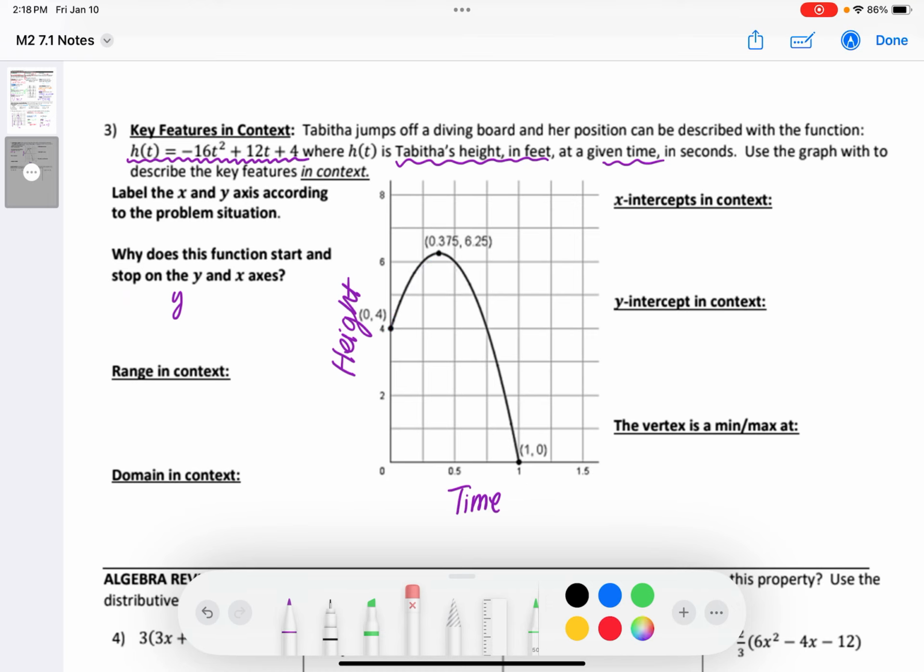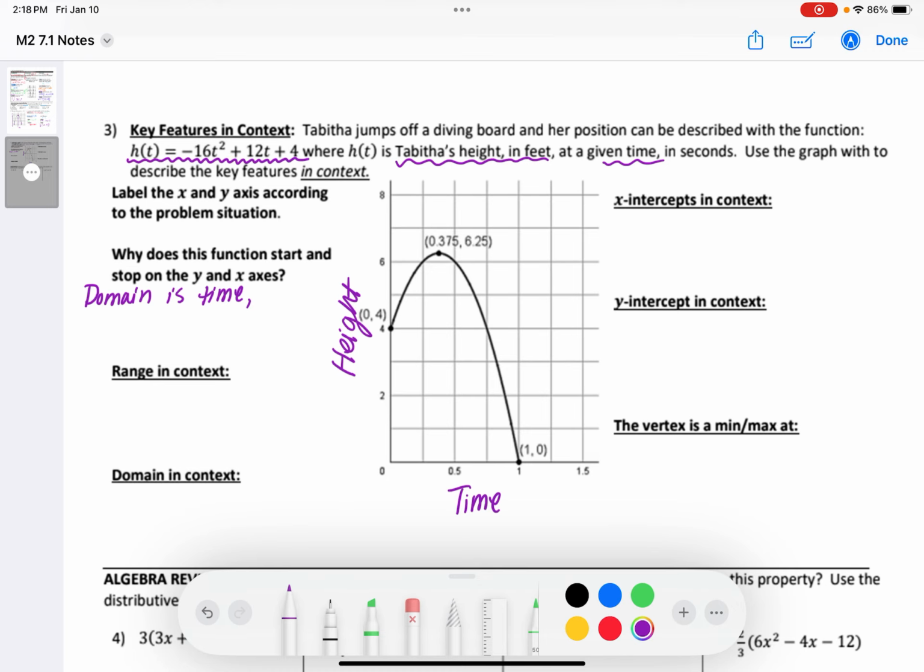So why does this function start and stop on the y and x-axis? Because if you look at the domain, domain is time. It has a start and a stop because we cannot go back in time. We can't go back in time, so that's why we can't have any negative x values here. So domain is time.